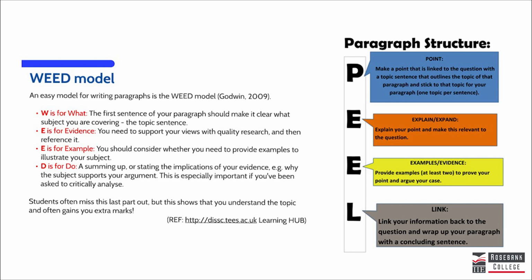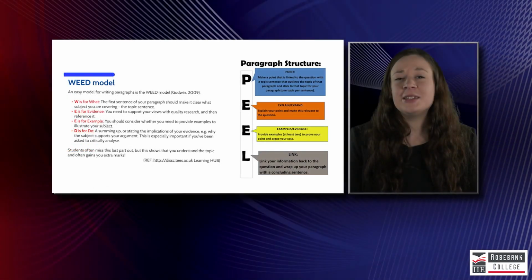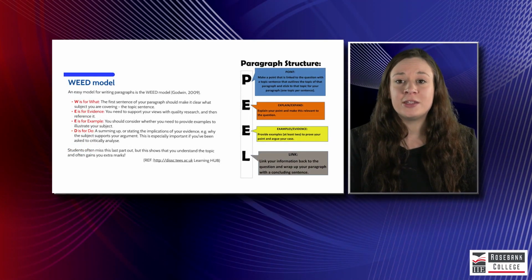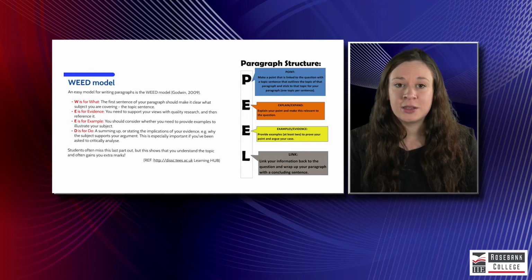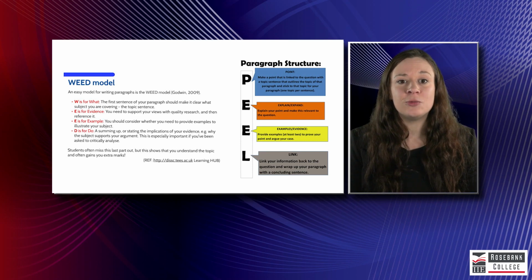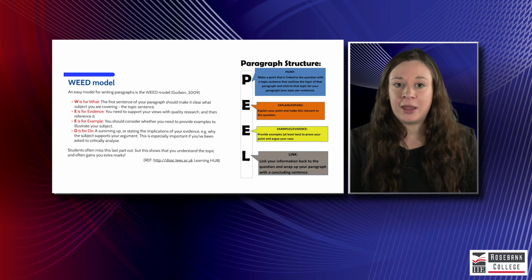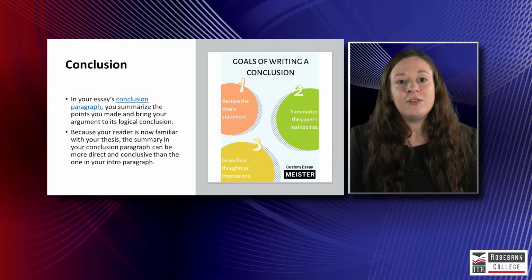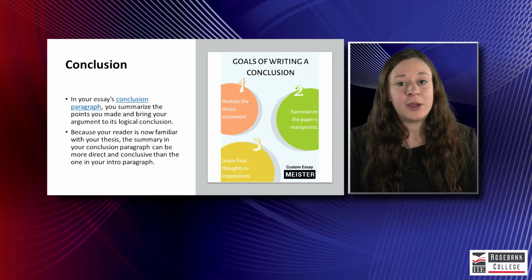On the right-hand side is the PEEL paragraph structuring method, which is similar to the WEED model, but an additional element is added, which is the first E, explain and expand. This is a very important part of paragraph writing, as it gives you the opportunity to use your own academic voice and comment on the topic while using the evidence you have collected during research to back up the claims you make.